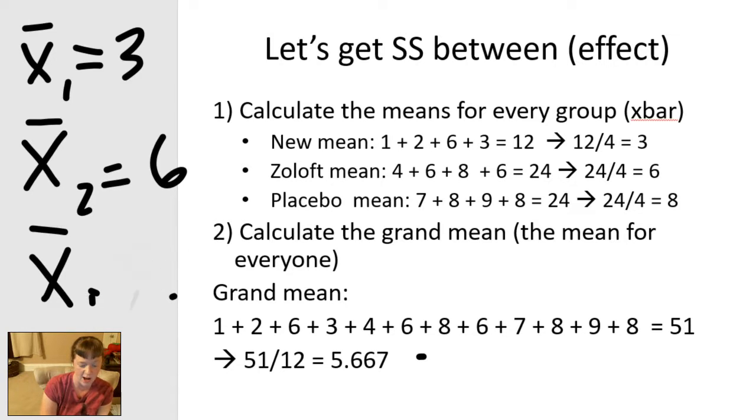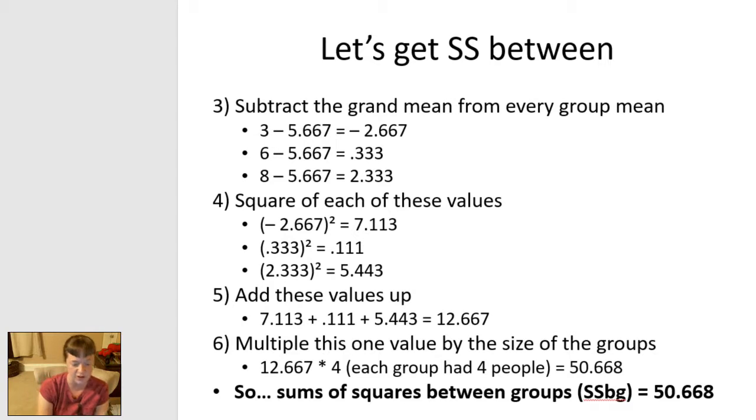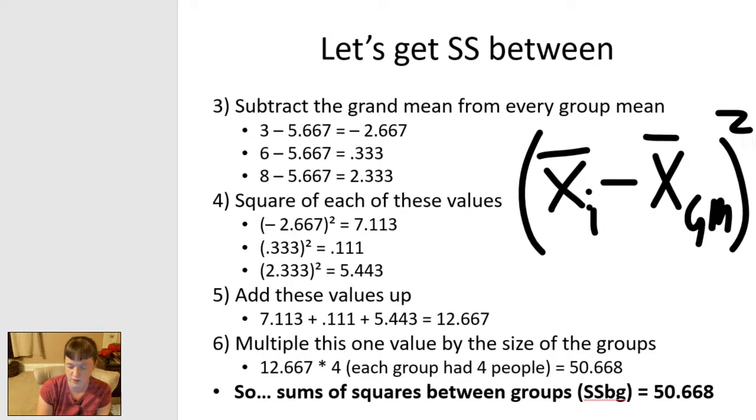And so now I can get my sums of squares. Because let's refresh our memory of what the equation for sums of squares is. Take each group average, subtract the grand mean, square those values, add them up, and then multiply by baby n as a last step.